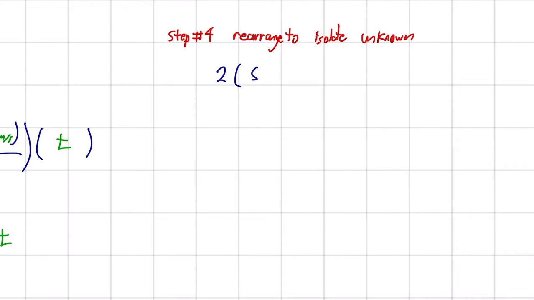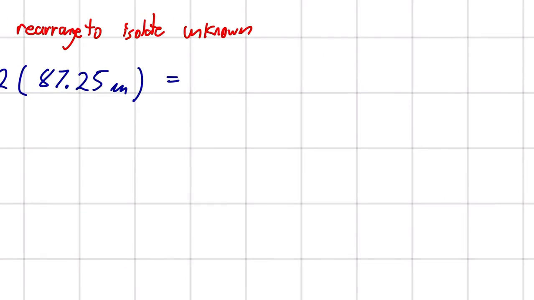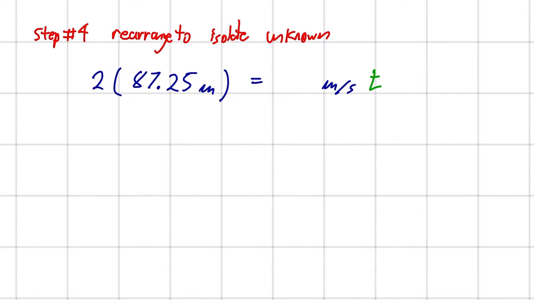2 times 87.25 meters. So again, that's just bringing the 2 over. And it is equal to, the rest of the equation will stay the same, 33 meters per second times t. All right, and then the next step, we have to get rid of this 33 meters per second and bring it to the other side.